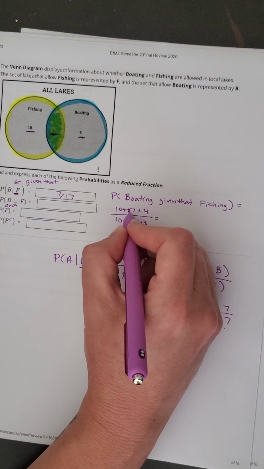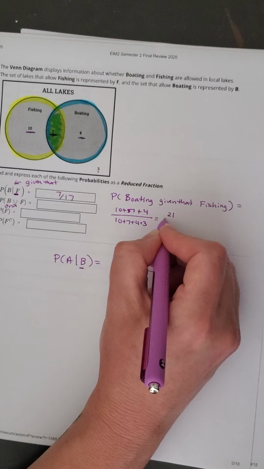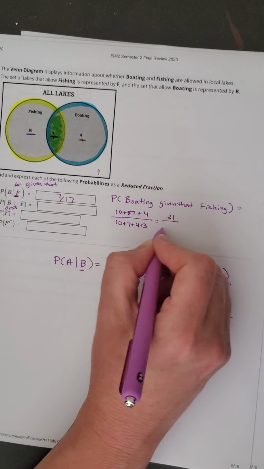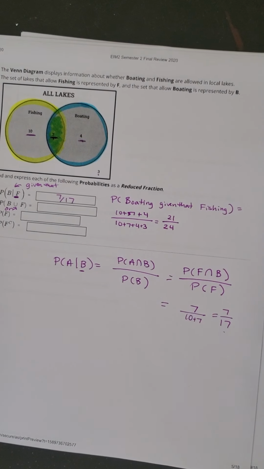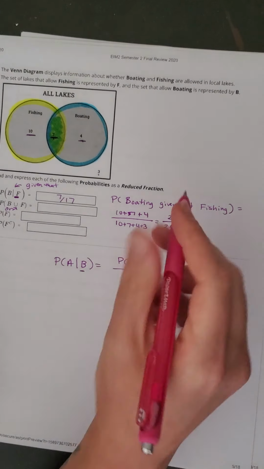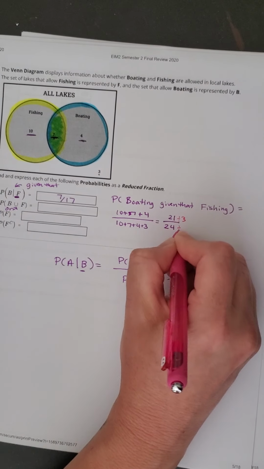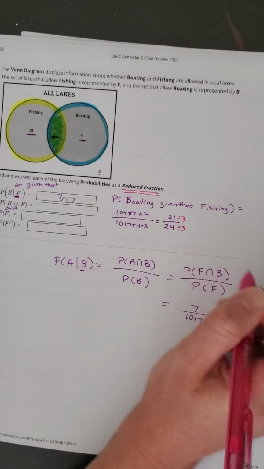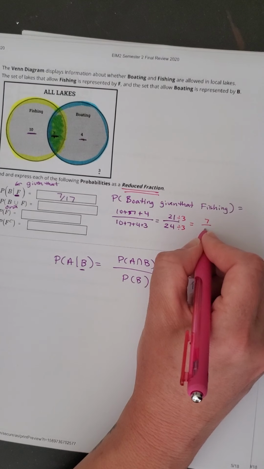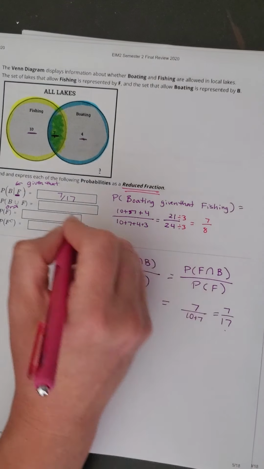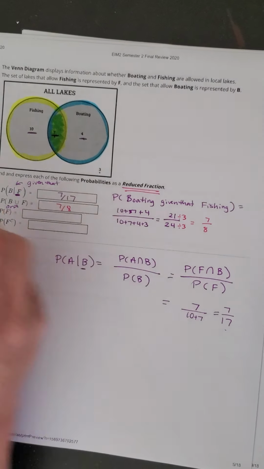And so this is 17 plus 4 is 21 out of 17 plus 7 is 24. Now, if you notice, these both have a common factor. 3 goes into both of these, and so they do want it as a reduced fraction. So we need to divide this. 3 goes into 21 7 times, and 3 goes into 24 8 times. So that would be 7 out of 8.